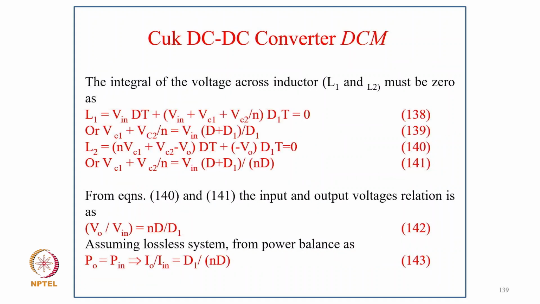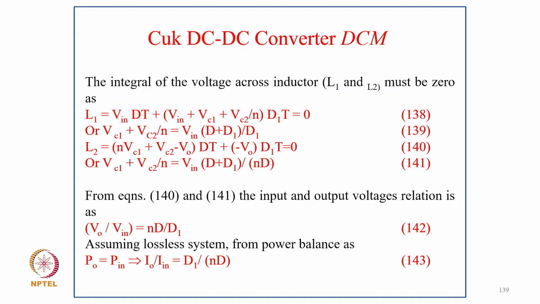The integral of voltage across inductors L1 and L2 must be 0. So for L1, VIN DT plus (VIN plus VC1 plus VC2) upon N D1 T equal to 0, or (VC1 plus VC2) by 2N equal to VIN (D plus D1) equal to D1. And for L2, N (VC1 plus VC2) minus VO D2 plus minus VO D1 T equal to 0, or (VC1 plus VC2) by 2N equal to VIN (D plus D1) divided by N D.